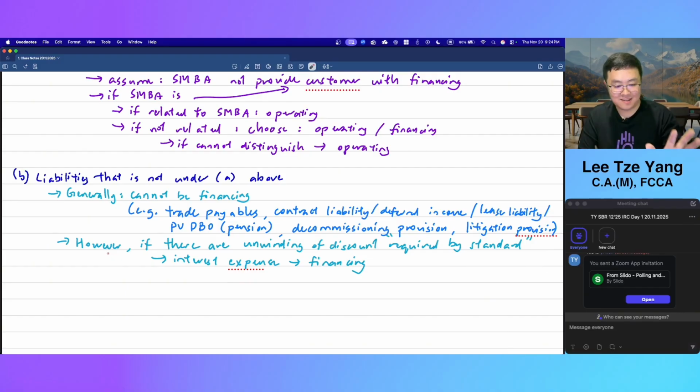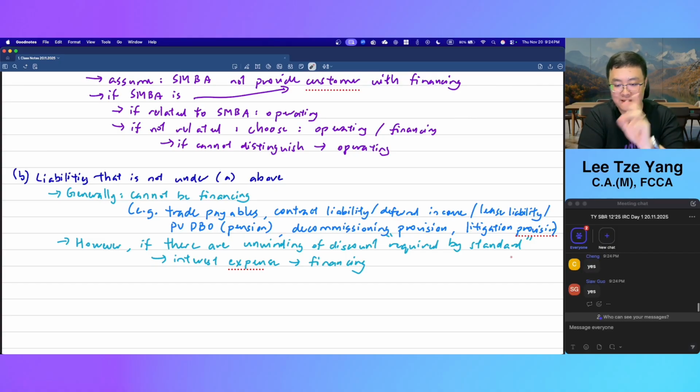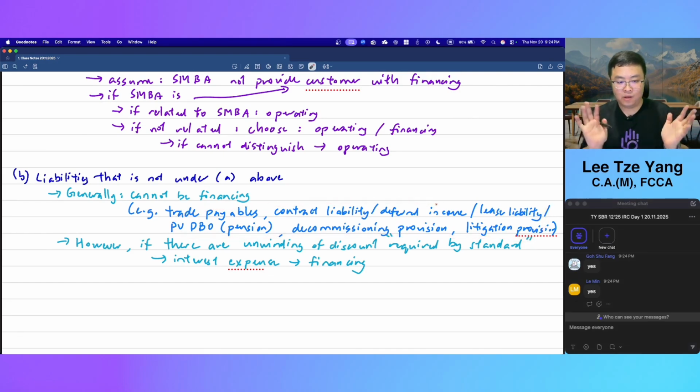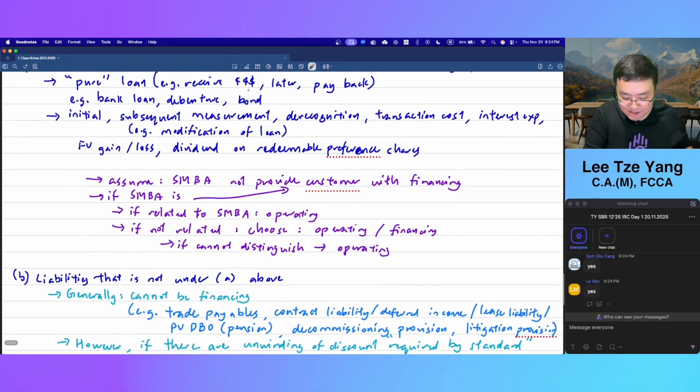The standard's intention is actually, if it is unwinding of discount and it is required by the standard, it must be financing. Everyone, you understand what I mean? If you understand, you say yes. That is the standard's intention. Unwinding of discount required by the standard must be financing. That's what they say. So even though you see this liability, it's not a loan at all.